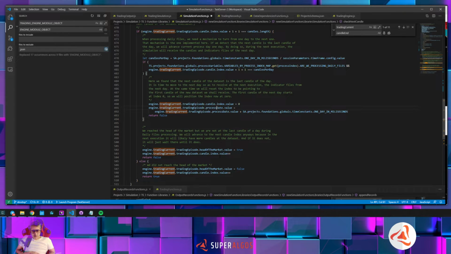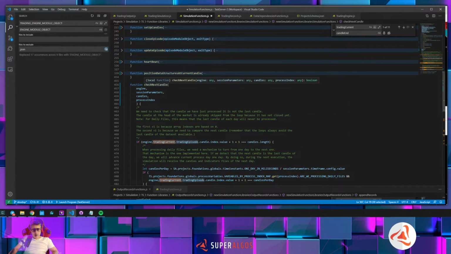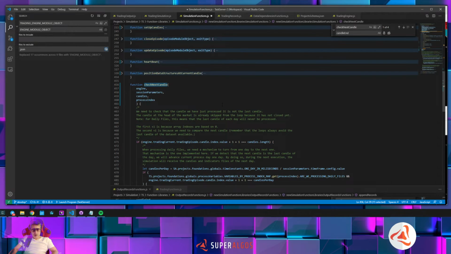And from there, yeah, because we have head of the market candle and so on. So we're going to use this trading episode in this case, but we will need to locate this function first. Checks next candle. What is this?